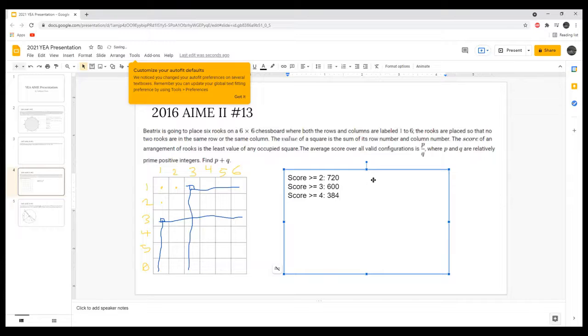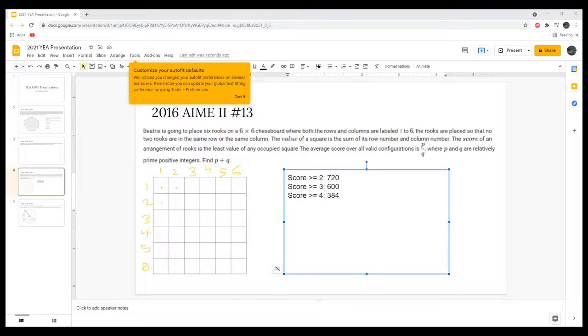All right, so let's see. So now let's go to the case where the score is at least 5, which means these 3 more blocks cannot have squares in it, or cannot have rooks in it.